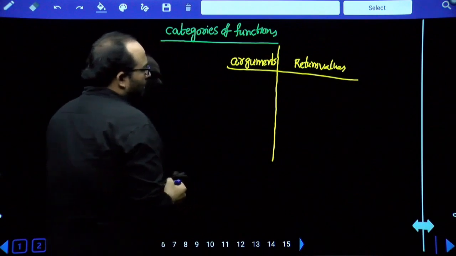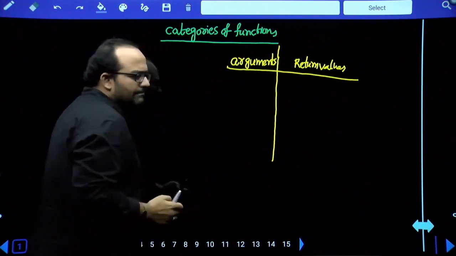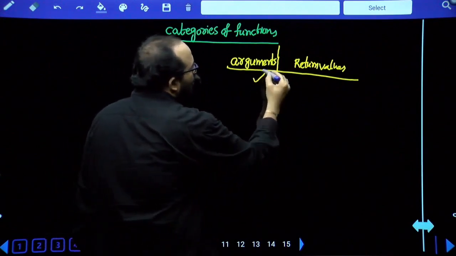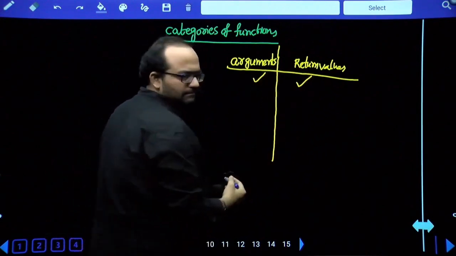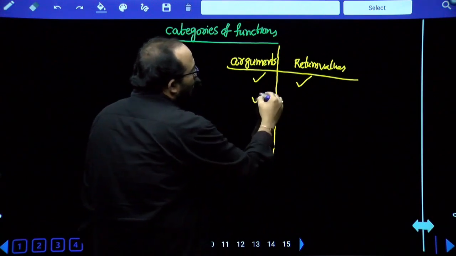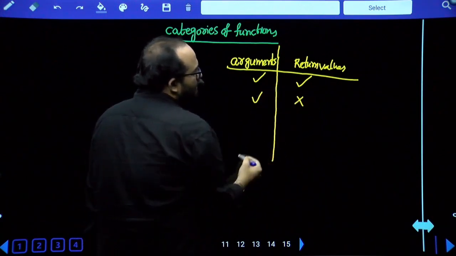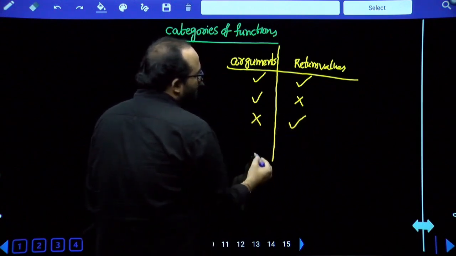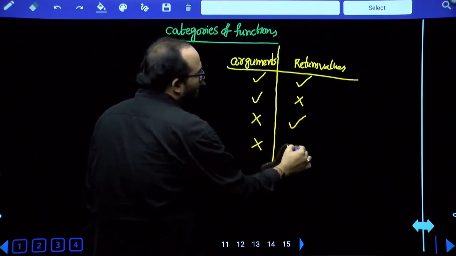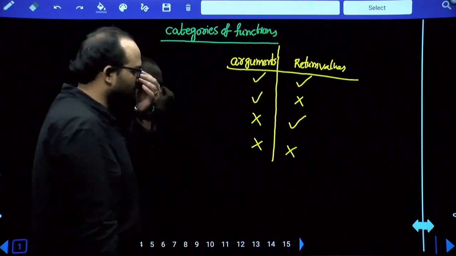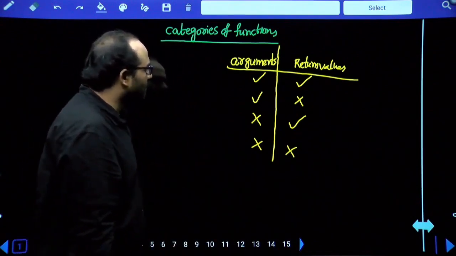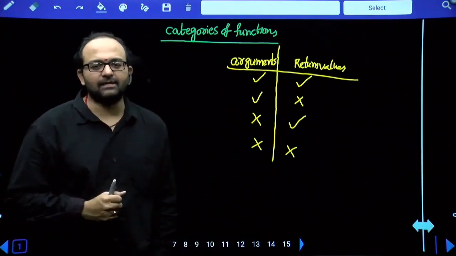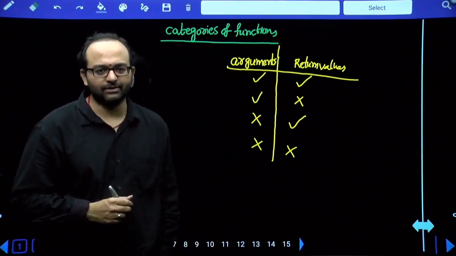Okay, so we can totally classify them into four types. So function with arguments and with return values. Okay, function with arguments and no return values, function with no arguments and return values, function with no arguments and no return values. Okay, so these are the four types or four categories in which we can classify the function.